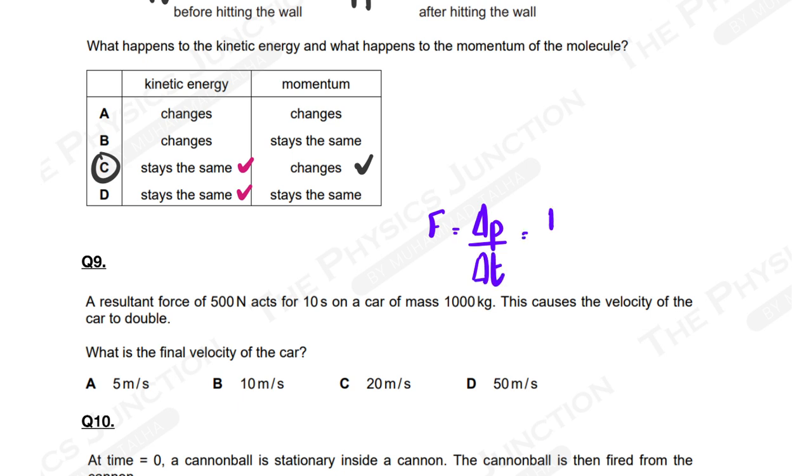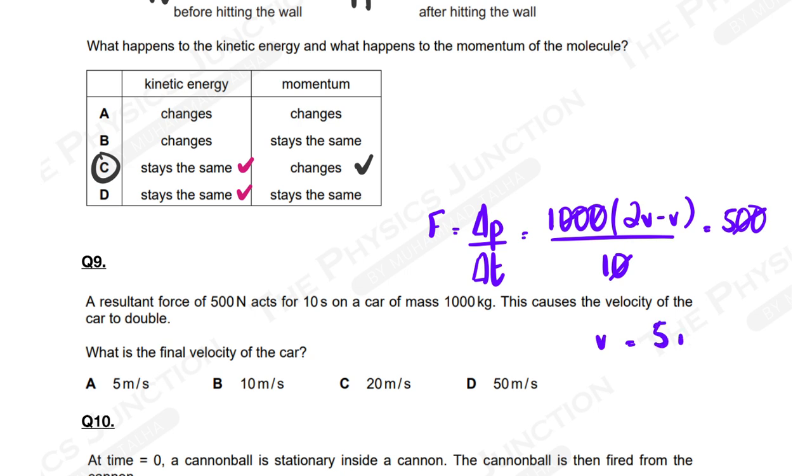So I would say the mass, which is 1000, mv minus mu is what I'm using, 2v minus v over the time, which is 10, and this equals 500. So your 2v minus v is basically v, which is 5 meters per second. But keep in mind, what you took as v is the initial velocity. What they're talking about is the final velocity, which you took as 2v. So 2 times that is going to be 10 meters per second, right?